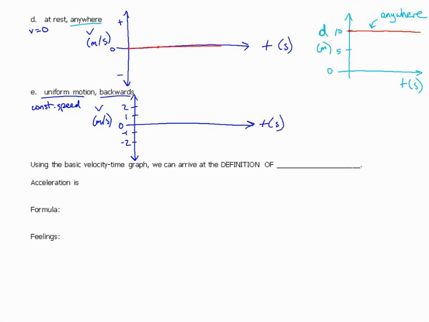So let's say I'm moving 2 meters per second. That could put me here, or it could put me here. But we specified that I'm moving backwards, so my velocity is going to be negative, and it's a constant speed. So at every point on this line, I am going to be moving at -2 meters per second. So this is what my graph would look like of uniform motion moving backwards.